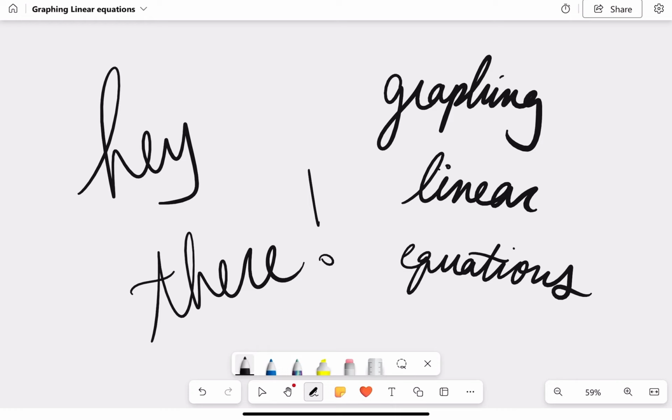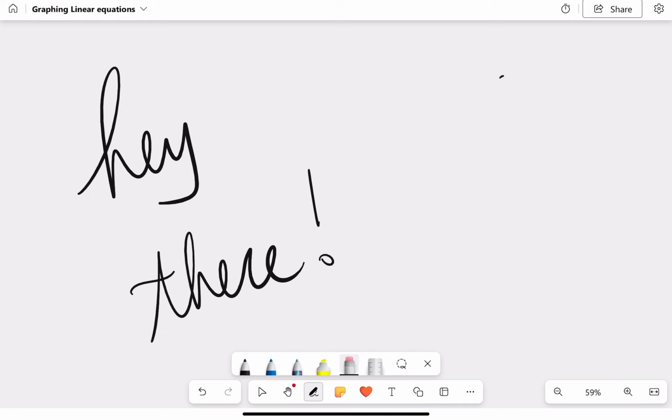Today we are going to be graphing linear equations. In other words, we're going to be graphing straight lines. So before we start, we need to understand what a linear equation is.